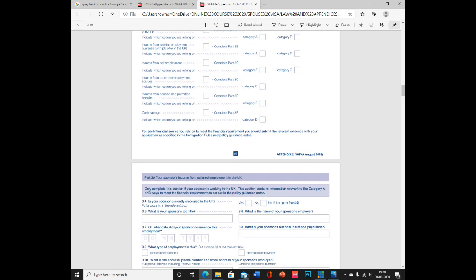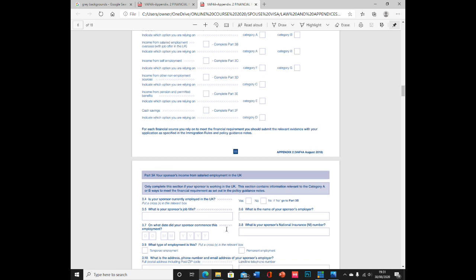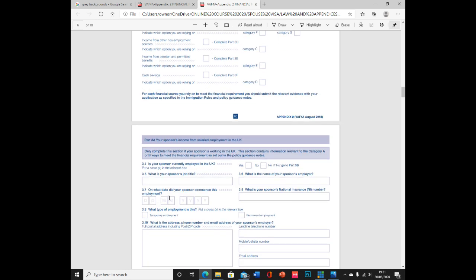Here you go, part 3A, income from salaried employment. Okay, so here: is your sponsor currently employed in the United Kingdom, yes or no? What is your sponsor's job title? Tell them. And tell them the name of your sponsor's employer. Tell them on what date your sponsor commenced this employment.